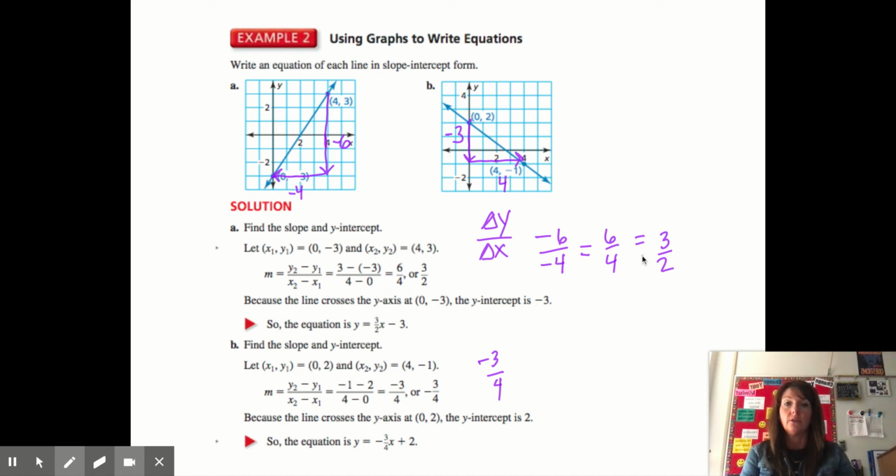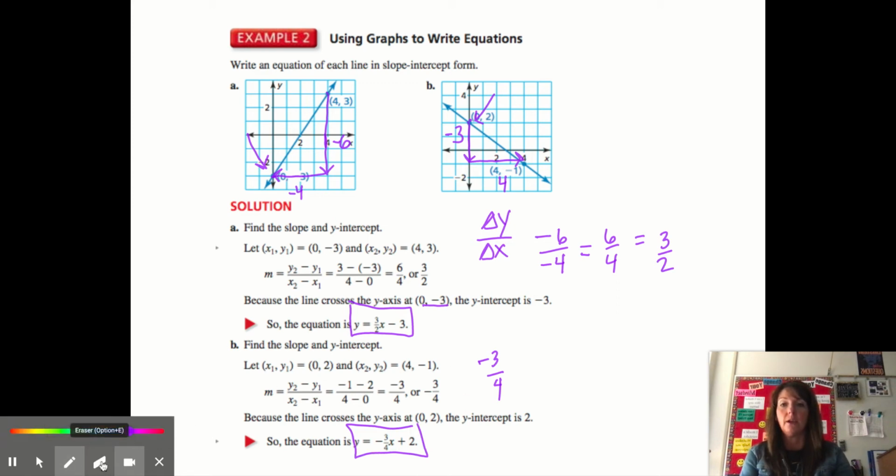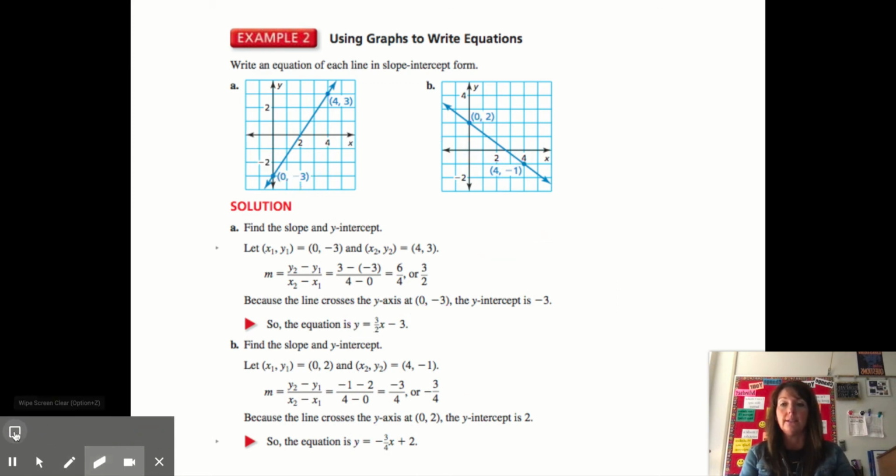And then you're going to obviously use this information from here. You calculated the slope. You also need to evaluate or know where it's crossing the y-axis, right? On A, it's crossing there at a negative 3. So this is your slope-intercept form of the equation. And for B, it's crossing at a positive 2. So here is our slope-intercept form of the equation. So we're still gathering the same amount of data that we had in the previous example.